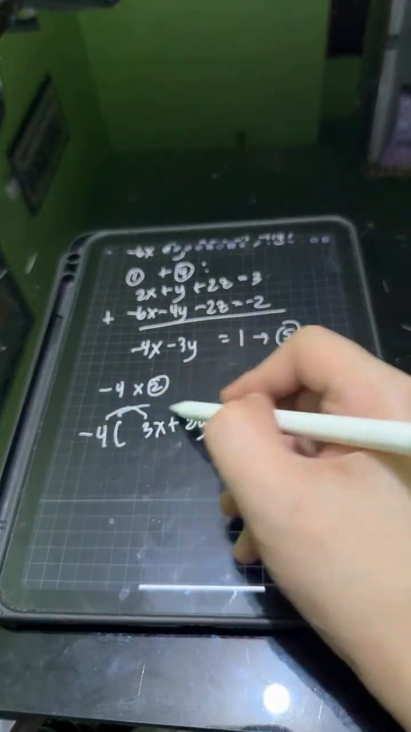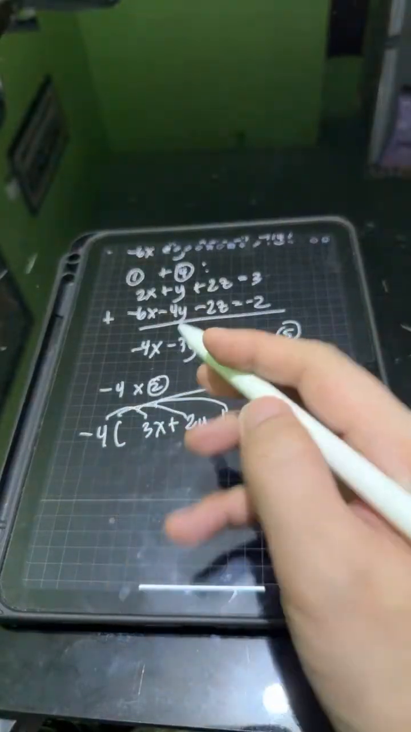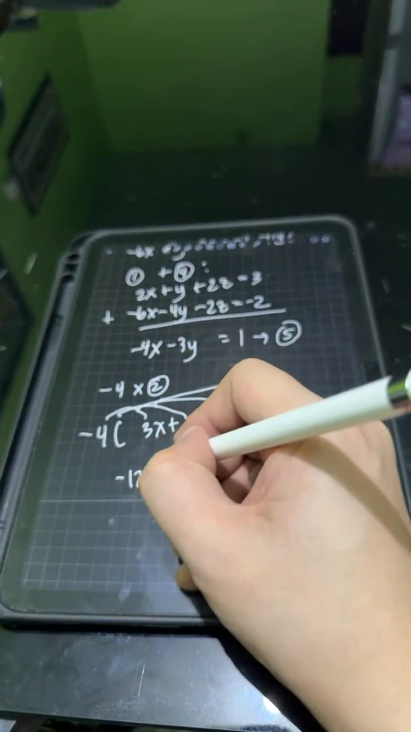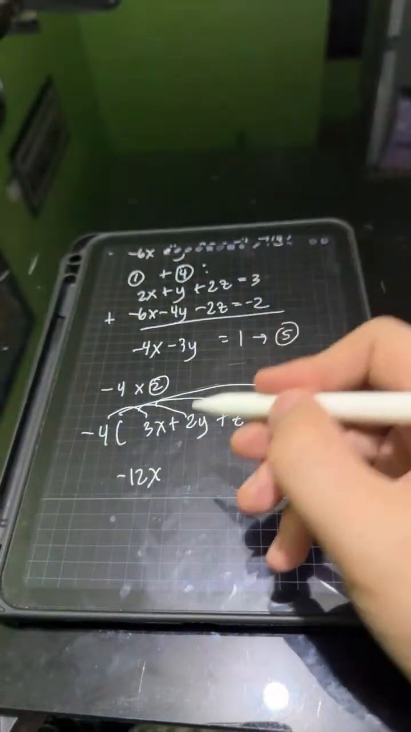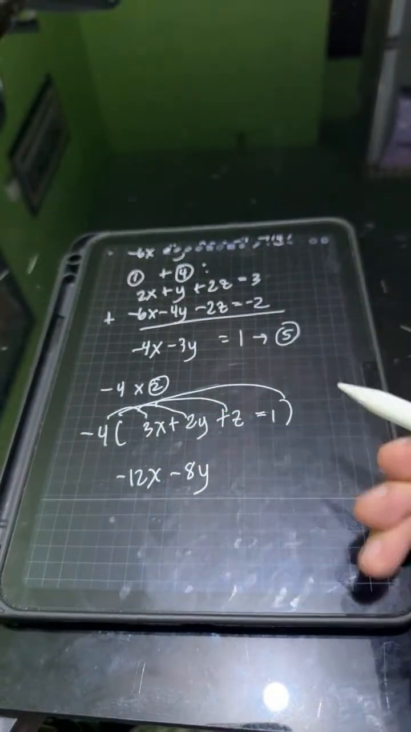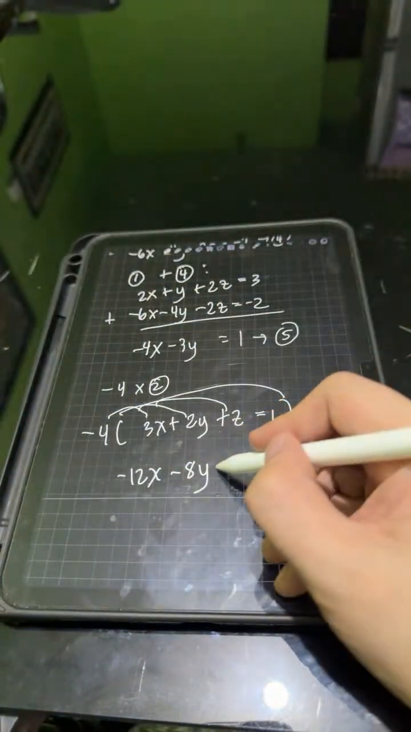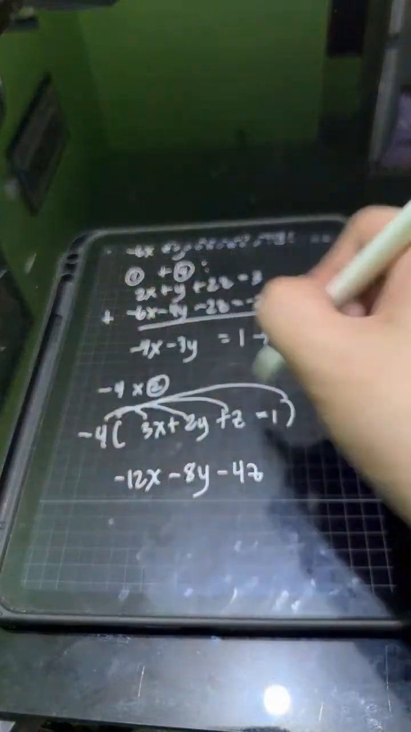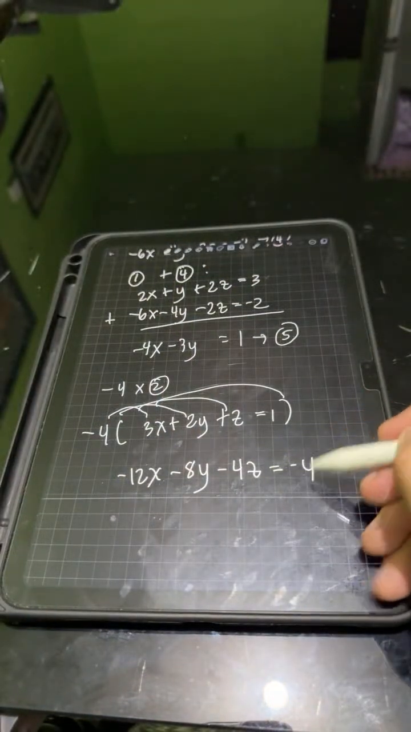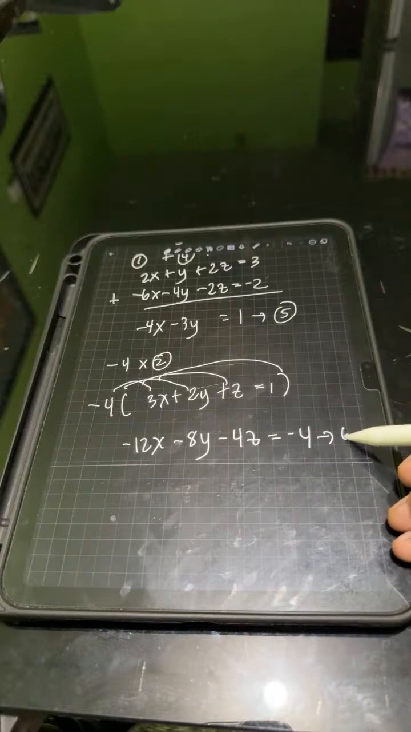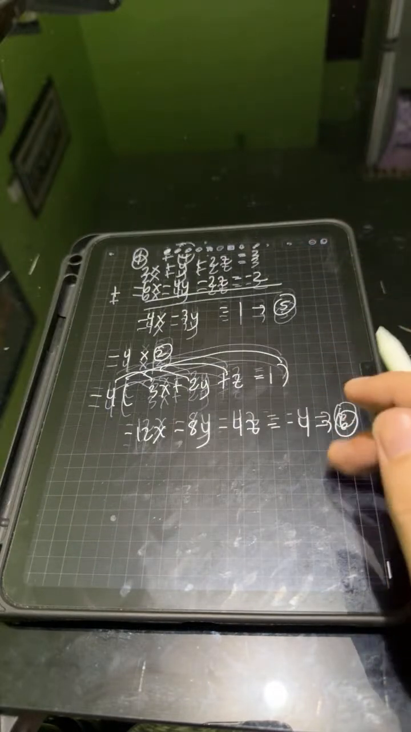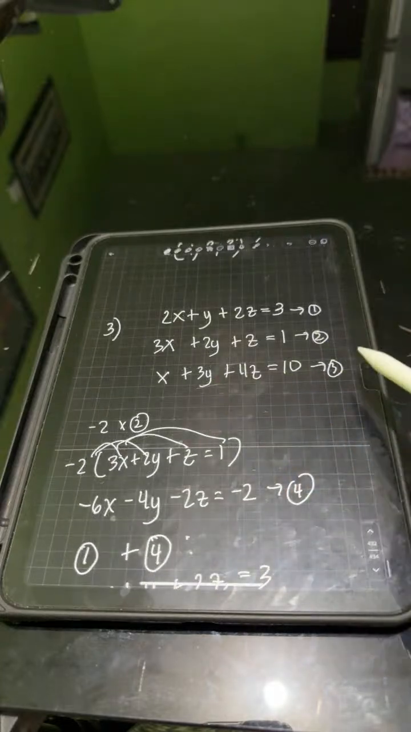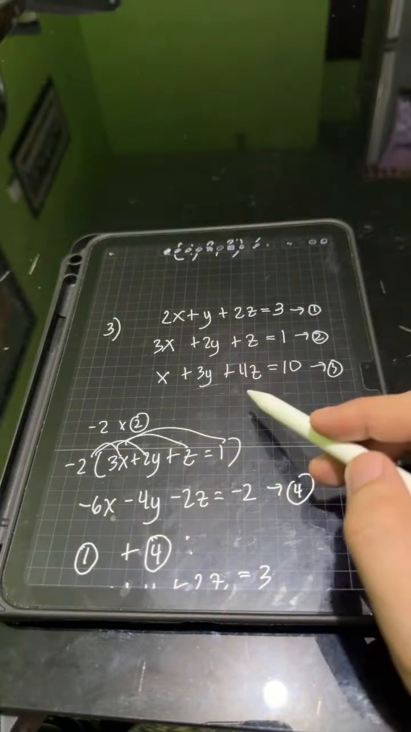So distribute this negative 4. Negative 4 times 3x, that's negative 12x. Negative 4 times 2y, that's negative 8y. And negative 4 times z, that's negative 4z. Negative 4 times 1, it's negative 4. Let's name this equation 6. So we can now add equation 6 and 3 to eliminate the variable z.